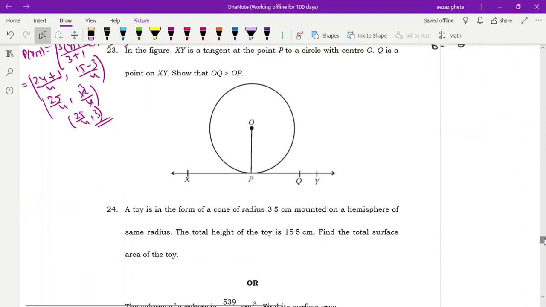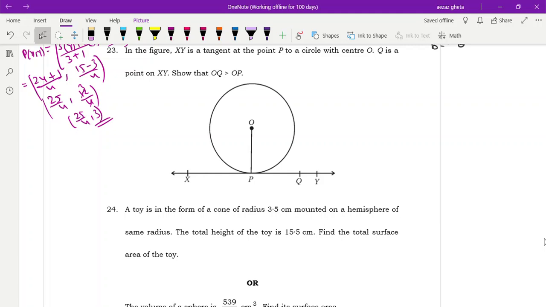Whether you got the same answer or not, anybody had a different answer or any different ideas? Okay, let us see the next question.